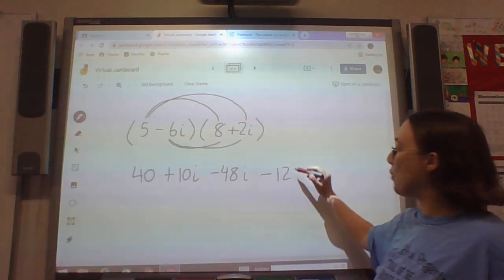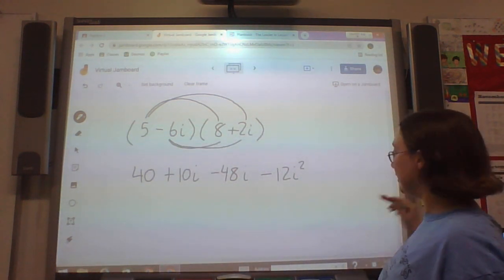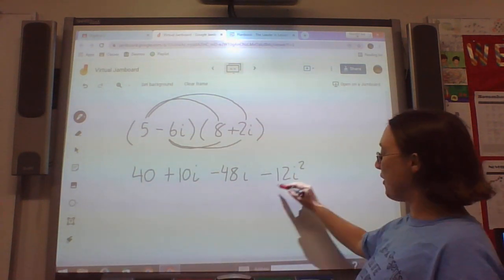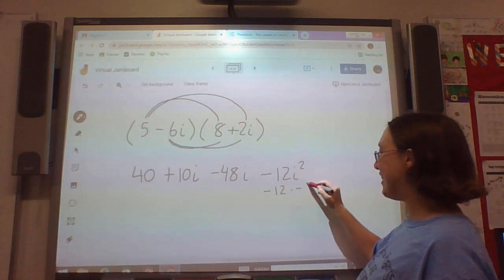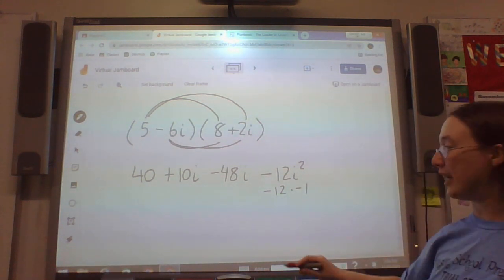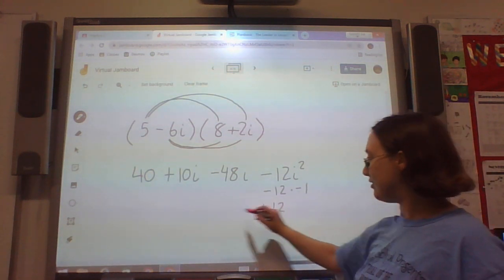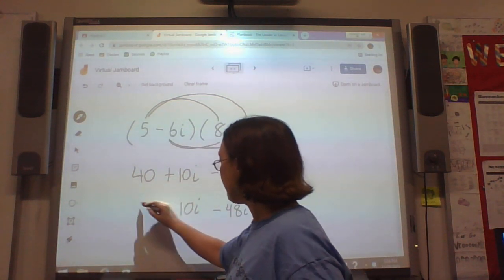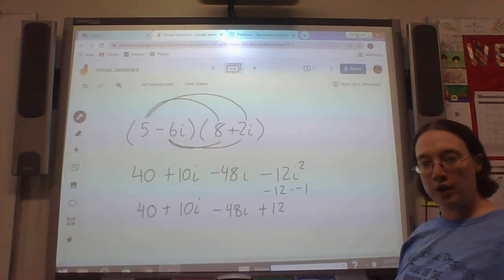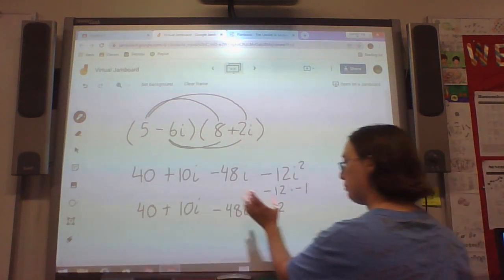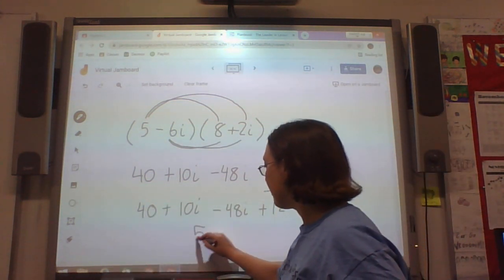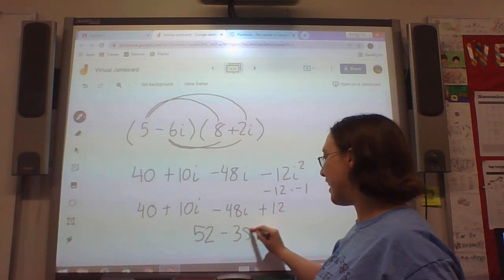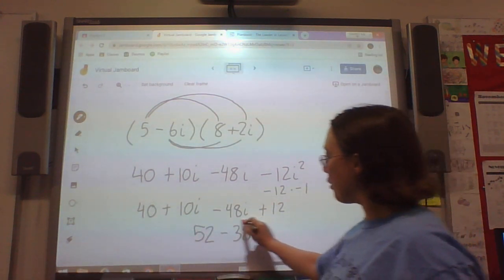i times i is i squared. And again, we have an i squared, so we're going to turn that into a negative 1. So this is really a minus 12 times a negative 1, which is going to give us a positive 12. The rest of it's going to stay. And now we're combining our like terms. So we have a 40 plus a 12 that gets you 52. And we have a 10i minus a 48i that gets you minus a 38i. So real part, imaginary part, we're done.